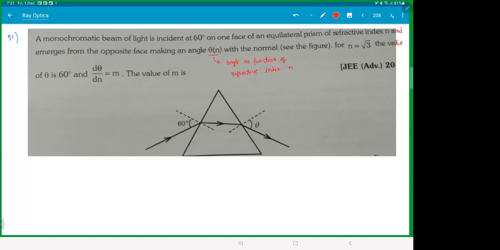Understood the question? I'll explain the question. See, what he's asking now. Here n is the refractive index. So theta of n, meaning this is the refractive index n.